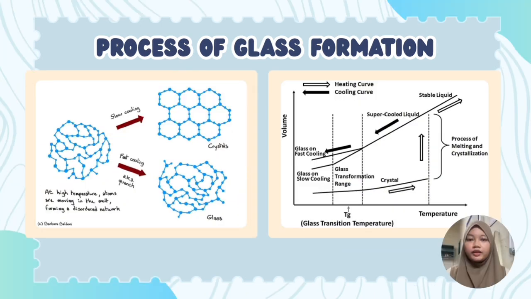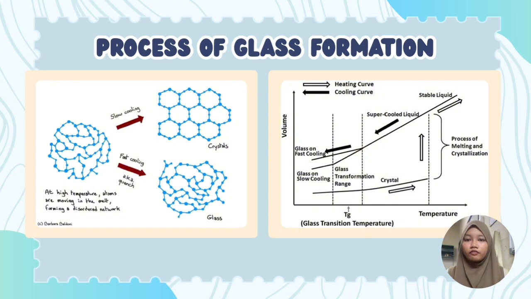In this slide, I'll be explaining the diagram on the left and the graph on the right. So let's look at the diagram first. We can clearly see that slow cooling results in a crystalline structure, while rapid cooling forms an amorphous structure that we call glass, showing that cooling rate is one of the most important factors in determining the final structure of a material.